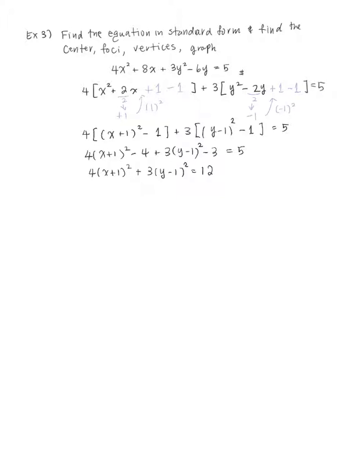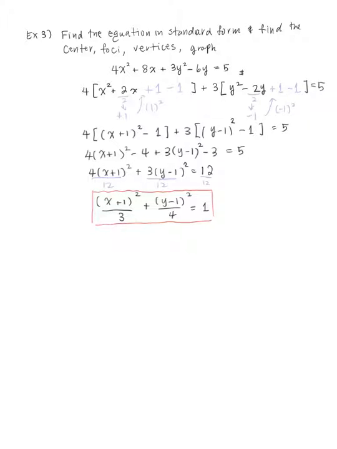Okay, now in order for you to make that perfect equation, the right hand side has to be 1. So we need to divide by 12. So it looks like our equation is going to be x plus 1 squared over 3, plus y minus 1 squared over 4, equals 1. Beautiful. So this is the equation in standard form.